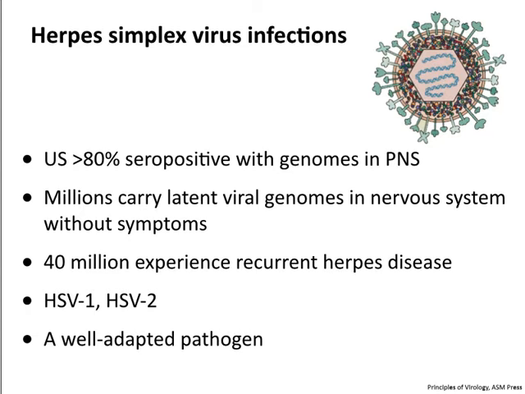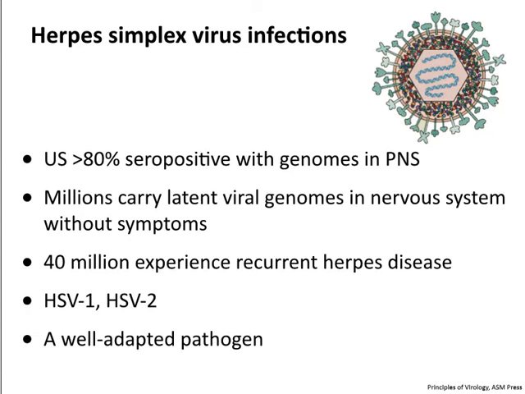Over 80% of people in the US are seropositive for herpes simplex viruses. There are 2 of them, 1 or 2. Over 80% of you are seropositive, and you have genomes in your peripheral nervous system. So in your peripheral ganglia, that means neurons outside of the brain and spinal cord. There are lots of them throughout our bodies. You have herpes simplex genomes in them. And 40 million Americans every year experience herpes disease in the form of cold sores or blisters that can be in the mouth or in the genital region. And many people do not even experience disease. They shed virus without any symptoms. And this is why the virus is so good at spreading.